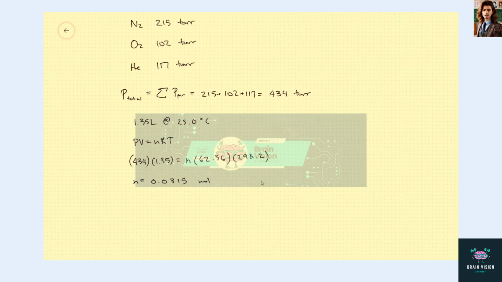And so now you just multiply by the mole fraction of each, times 215 over 434 is 0.0156 moles of N2, which corresponds to roughly 0.437 grams of N2.